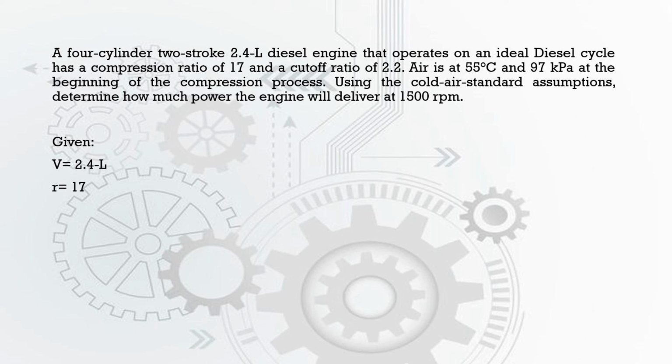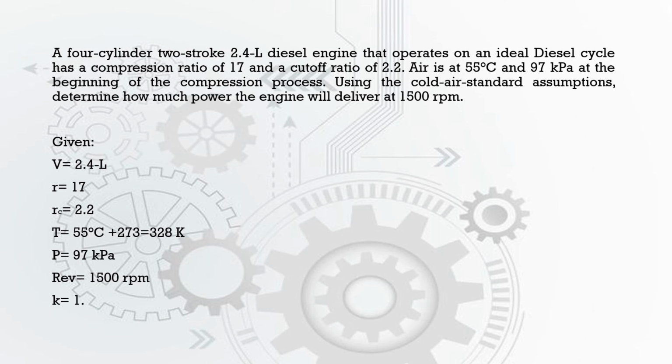Then we have a compression ratio of 17 and the cut-off ratio which is 2.2. A temperature which is equals to 55 degrees Celsius, which is added to 273, so we have 328 Kelvin as our temperature, and a pressure of 97 kilopascals and a revolution of 1,500 revolutions per minute.